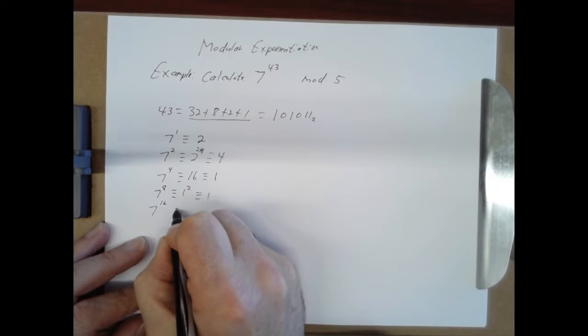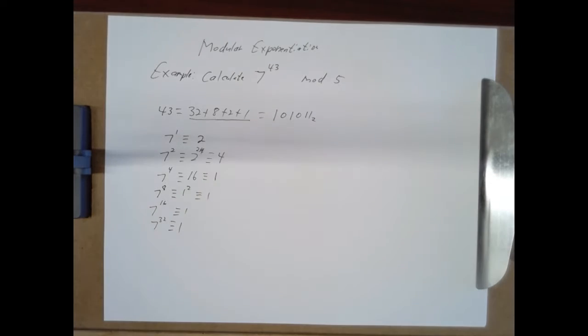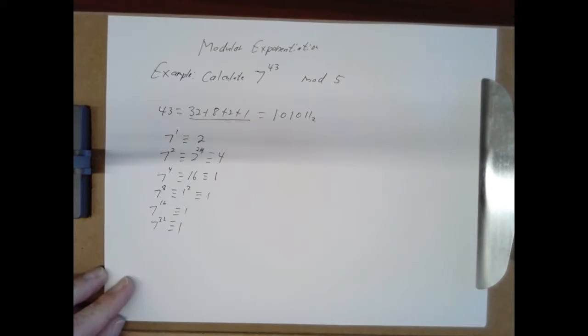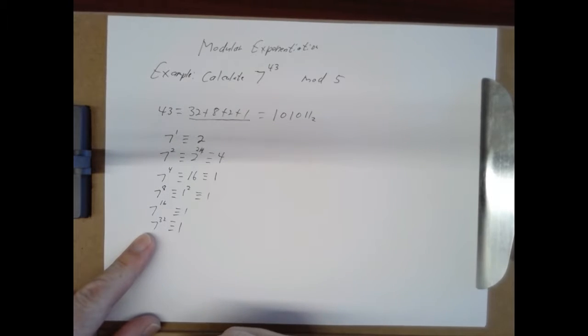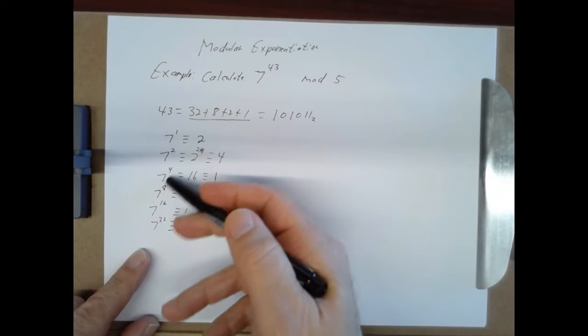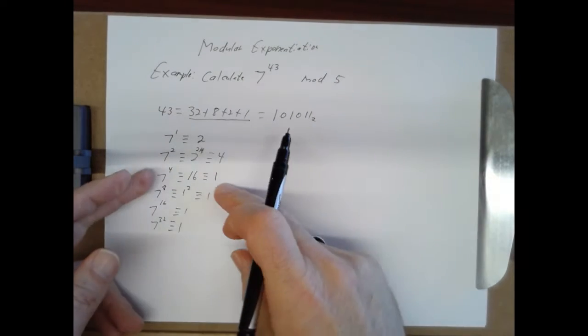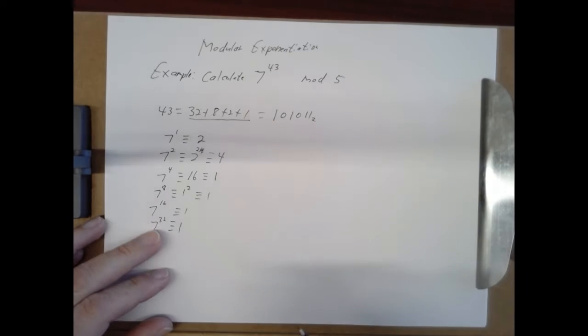7 to the 16th will also be 1. 7 to the 32nd will also be 1. All right, so however many powers of 2 I need to express 43, that's how many times I have to calculate 7 raised to these powers of 2. So 7 to the 1st, 2nd, 4th, 8th, 16th, and 32nd. And in this case, it got really easy because once I had a 1, I keep squaring that, I'm going to keep getting a 1. But even if not, this is not a lot of work.